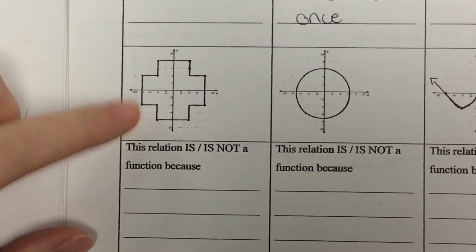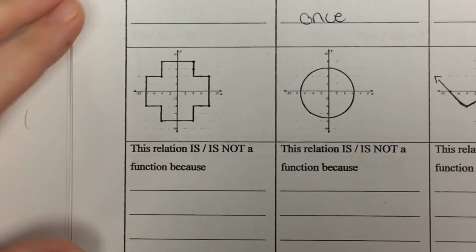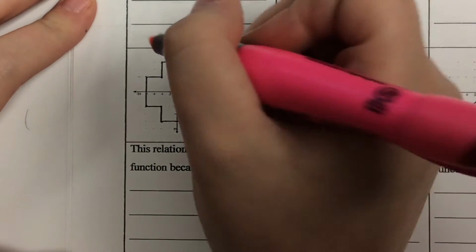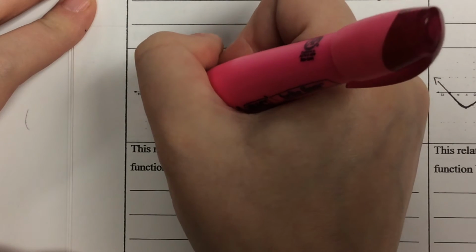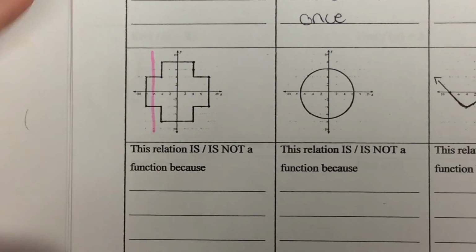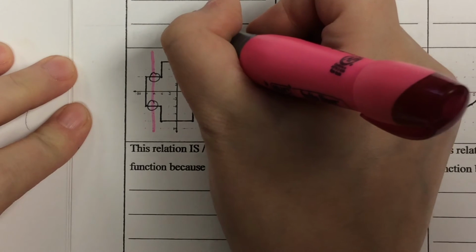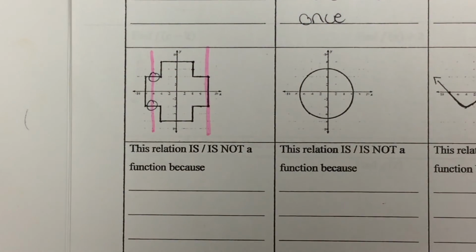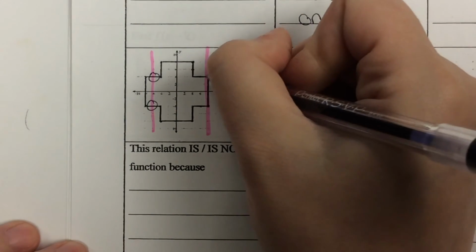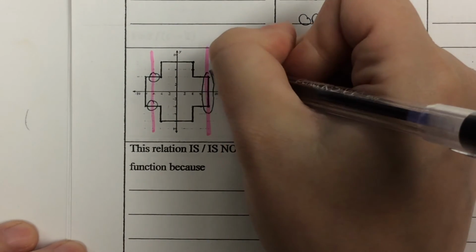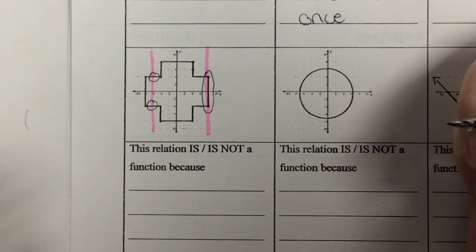Let's skip down here to this one. Let's draw a vertical line. Well, you'll see if we draw a vertical line somewhere like right there, it's going to cross the graph twice. So that is more than once. If I draw it here, well, that's going to cross the line in a bunch of different places. This entire part, they cross, okay?